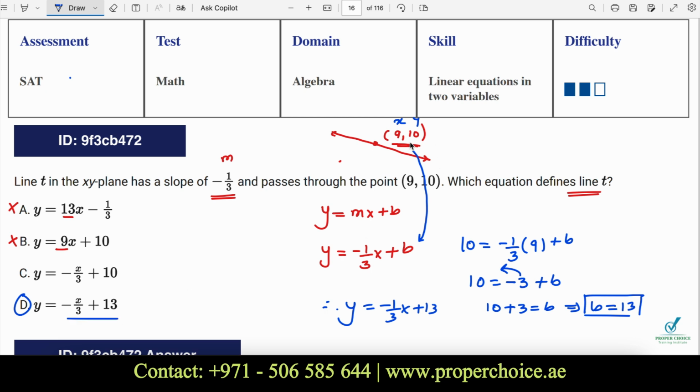So that is the reason they give us a point through which the line is passing. Indirectly they are telling us to use these coordinate points to find the y-intercept if the slope is given.